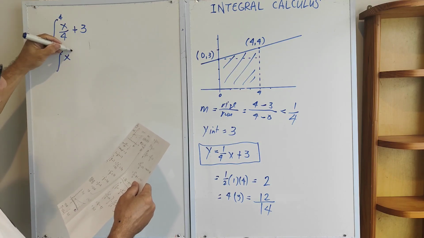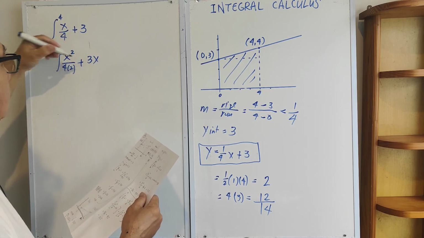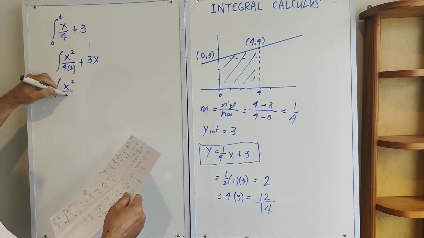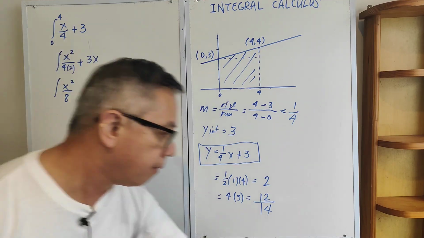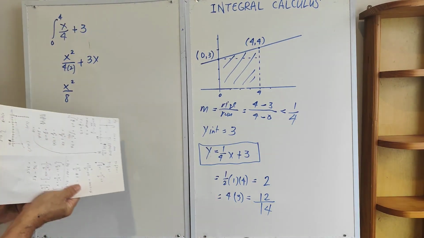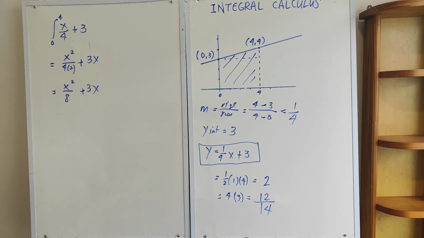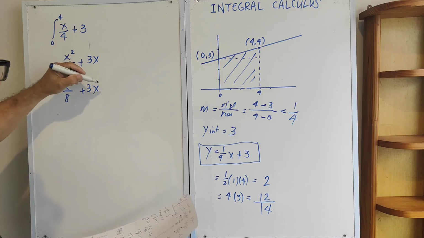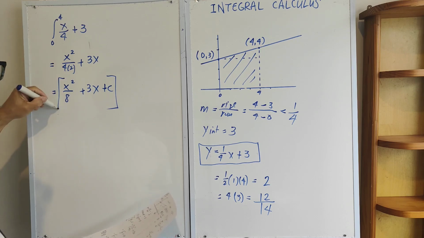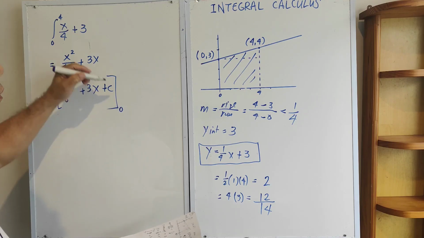So x becomes x squared over 4 times 2, plus 3x. So this is x squared over 8. Sorry, this is no longer an integral, it's already the answer. Plus 3x, plus c. Anyway, plus c. So we have to evaluate this one from 0 to 4.